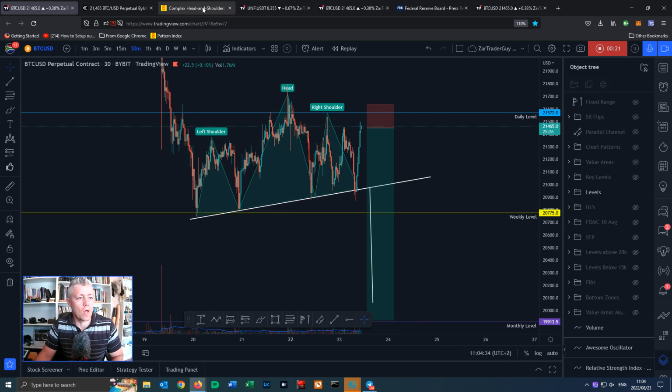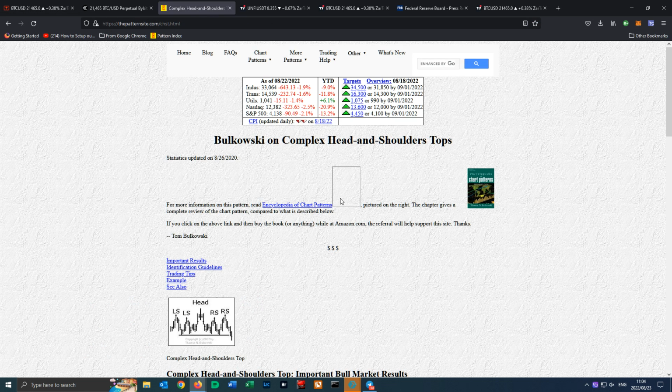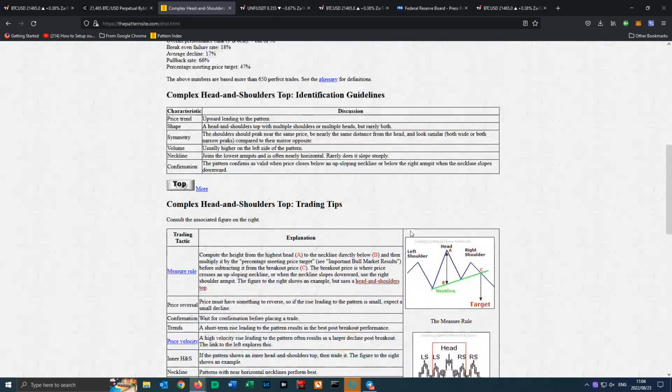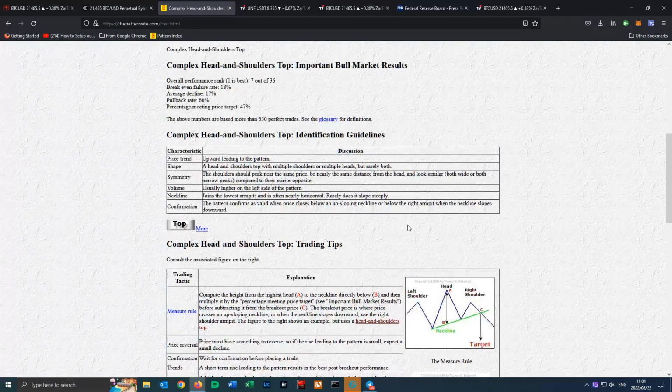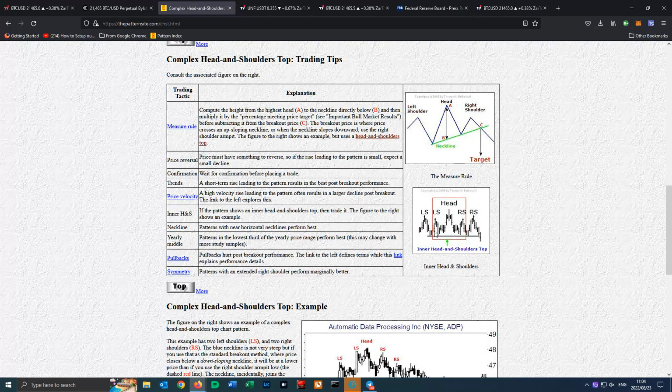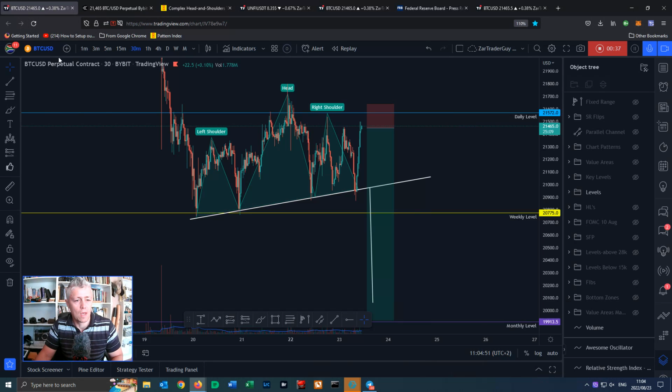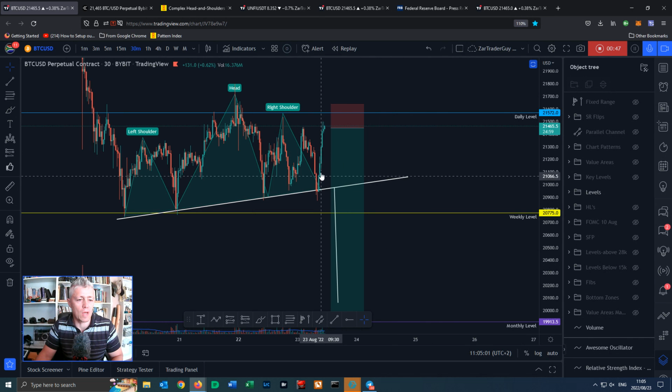So if you have a look at patternsite.com, we've got a bit of a complex head and shoulders top. And one of the things that you can do is trade the shoulder within the shoulder. You can see there's two shoulders there. One shoulder, second shoulder. So you could have actually taken a short there and gone down. Now, this obviously could be a risky trade because you've had a very, very nice move to the upside here.